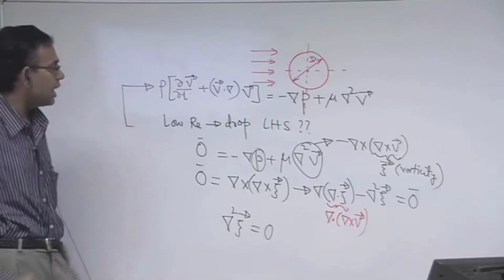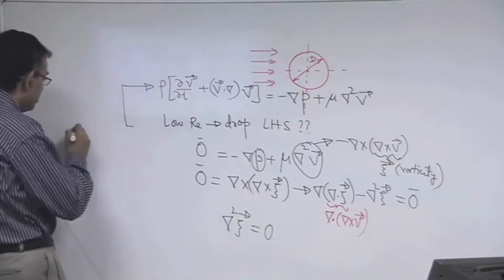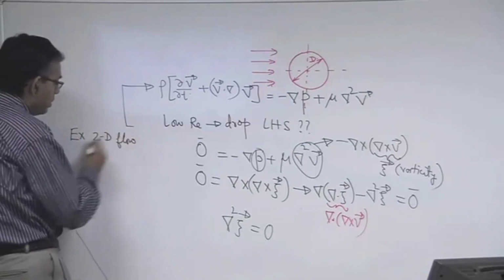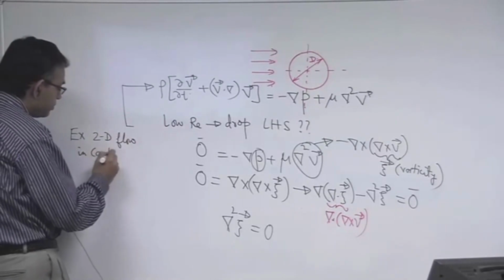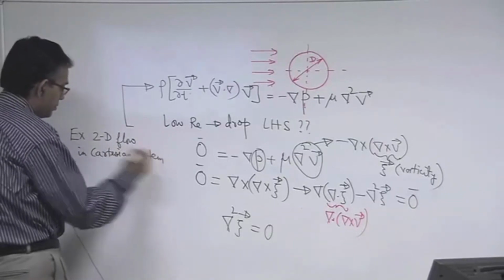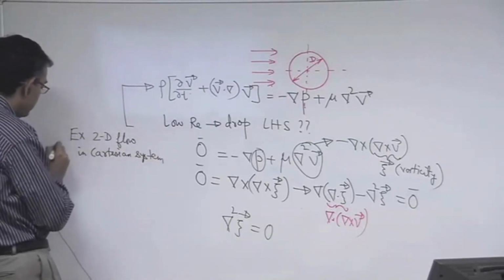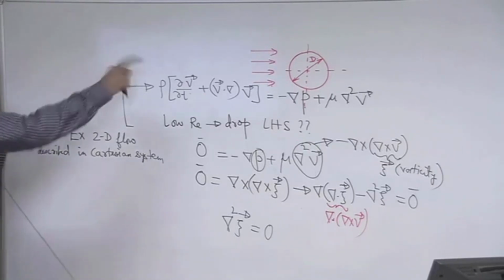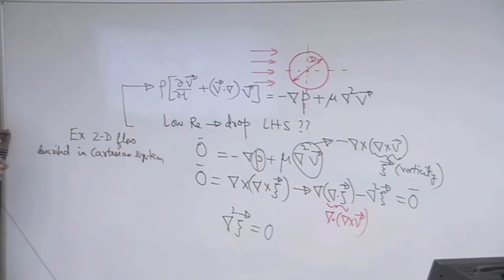Now, let us consider an example of a two dimensional flow, described in Cartesian system. We are starting with the Cartesian system, not because we will use the Cartesian system to solve the problem of the sphere, but because of familiarity you can understand certain concepts which we will borrow for solving the problem of the sphere.